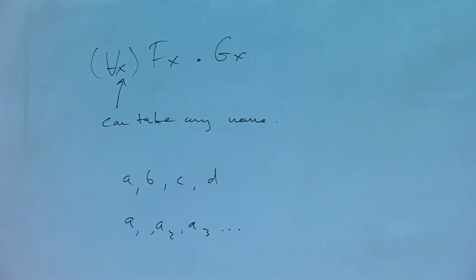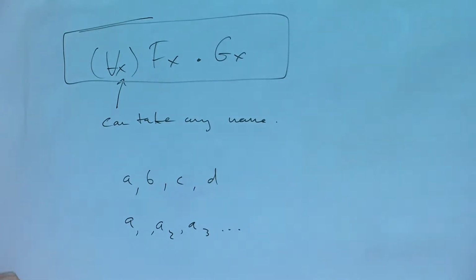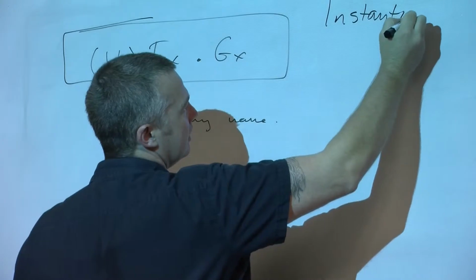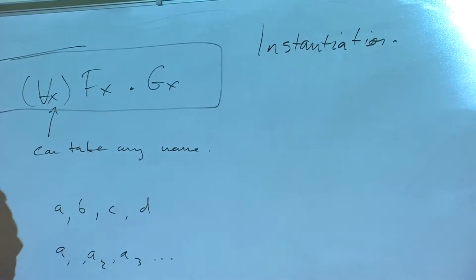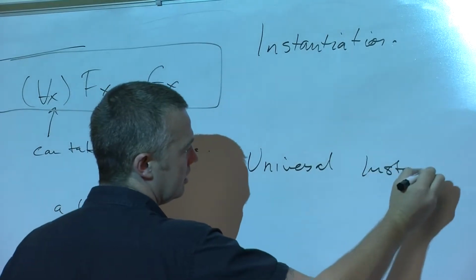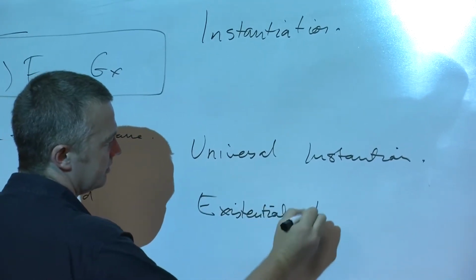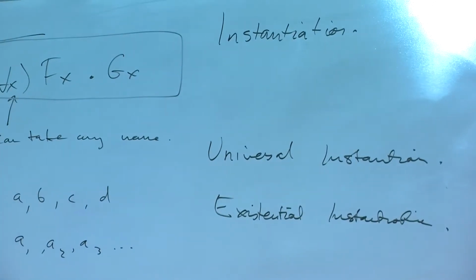And we're going to look right now at how we can move from these general claims to particular claims about objects or names. And that move is called instantiation. And we have two kinds of instantiation that we'll be working with. We've got universal instantiation, and we saw one example of that already. And existential instantiation, which we haven't seen yet, but we'll introduce now.